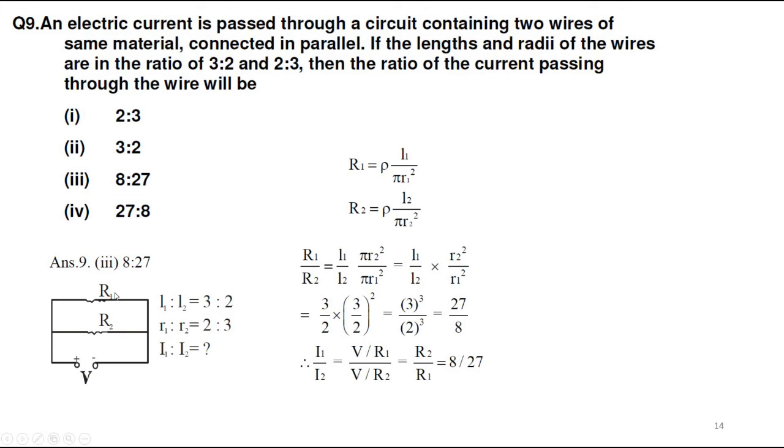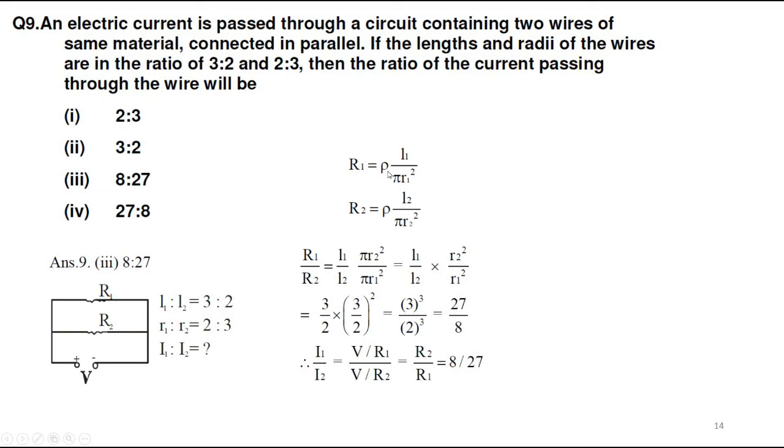The circuit diagram is given here. Two resistors are in parallel and connected to the source voltage. Length ratio 3:2, this is L1, L2. Radii ratio 2:3. What is the ratio of the current, I1 is to I2? That is the question.